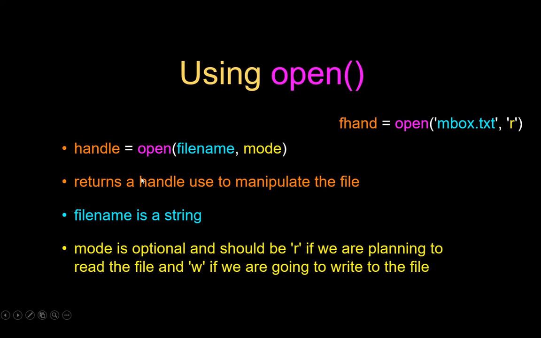Again, the open function will return a handle that we can use to manipulate the file. The file name input is a string that we use to identify the name of the file, and the mode can be identified by R for read and W for write.